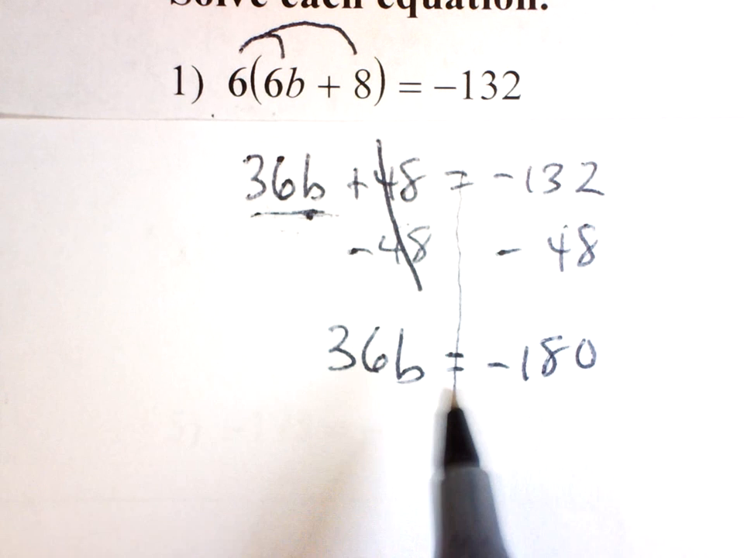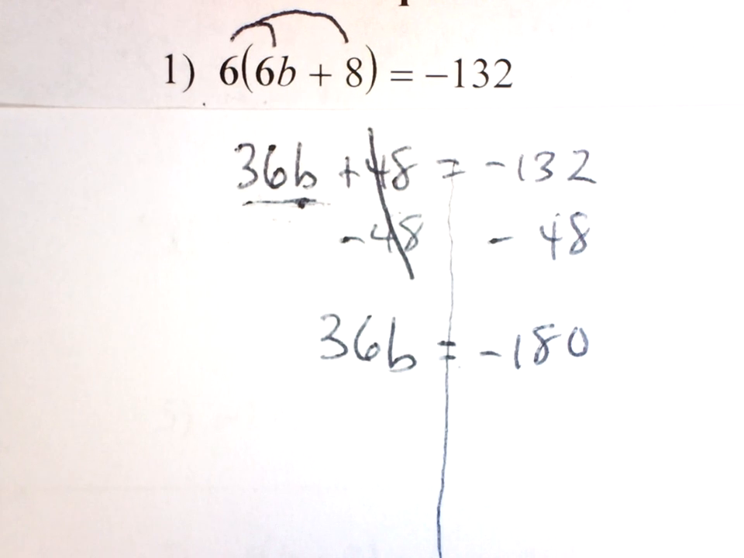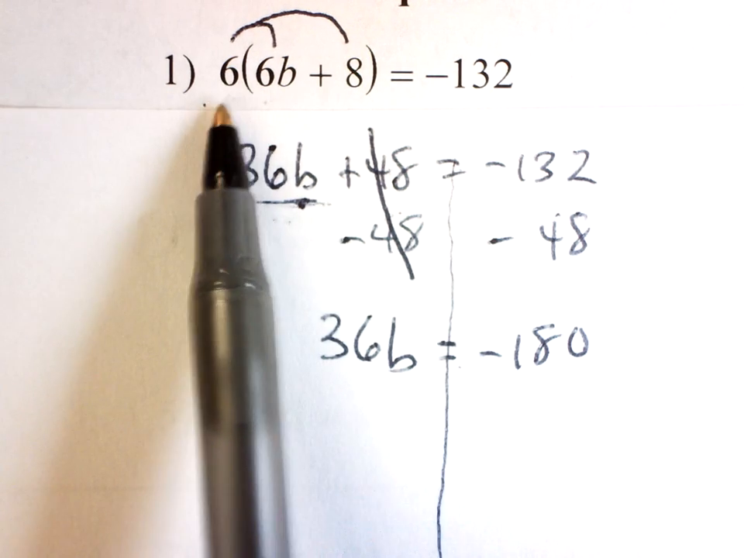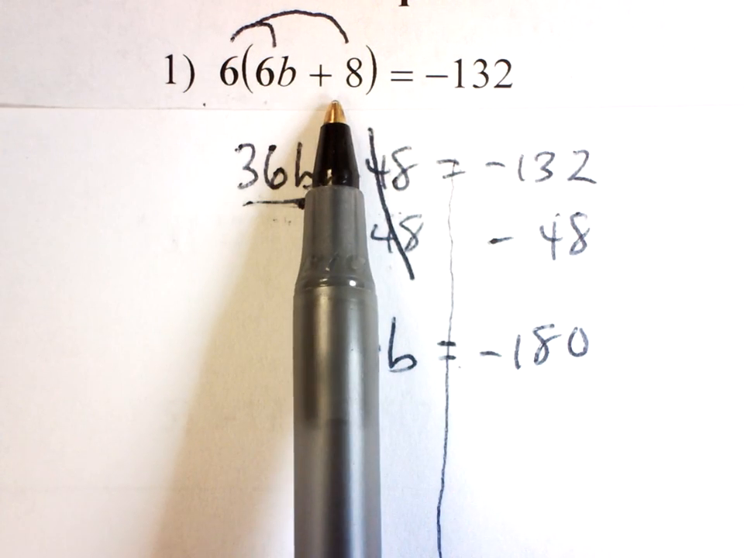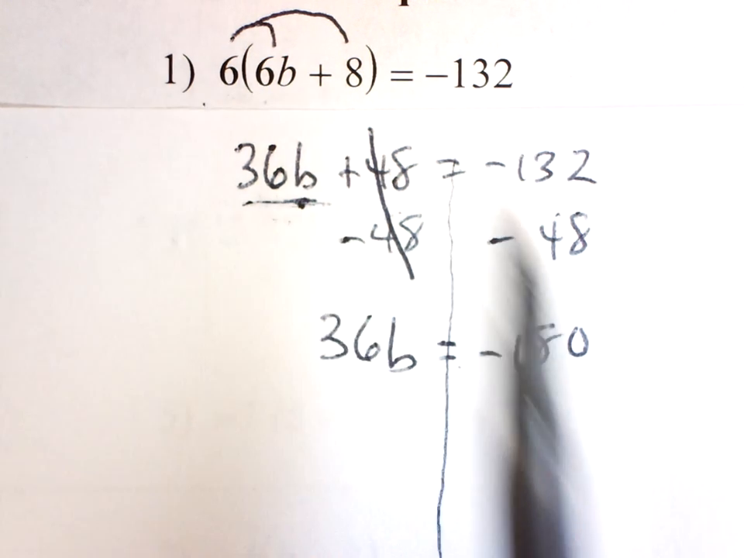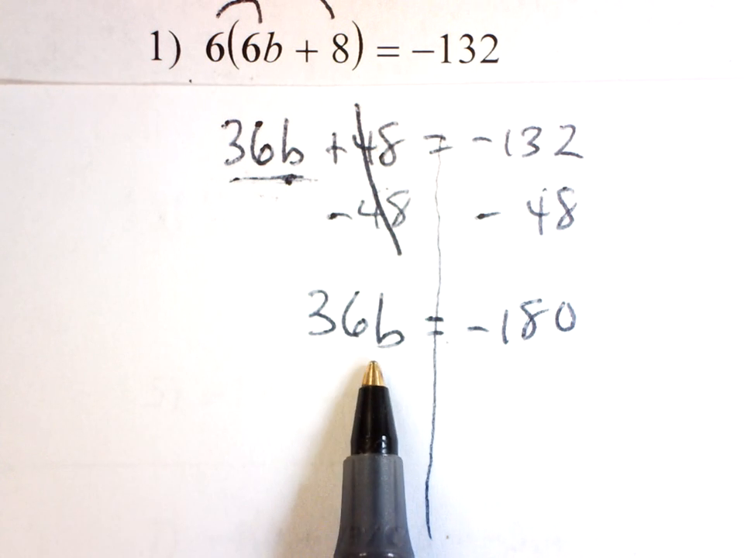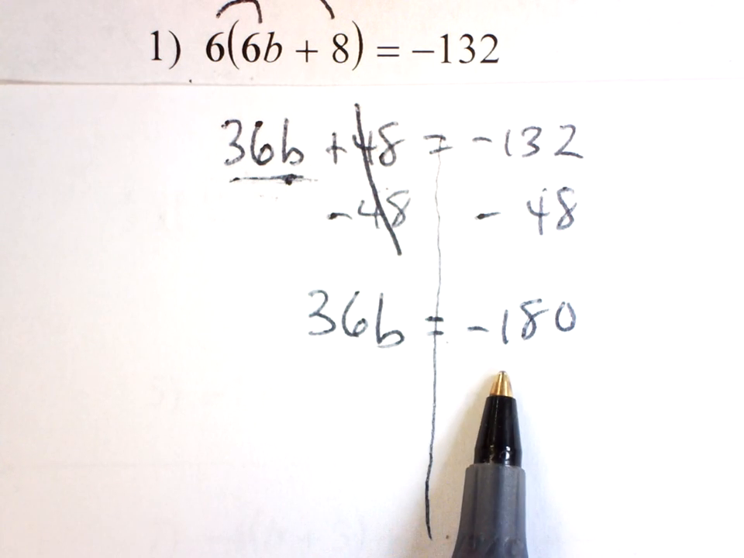And again, I need to continue the equal sign. The equal signs don't disappear, they don't go away. So now, look, I started off with 6b and 8. I had parentheses. I multiplied it out. Then I had two terms over here. I moved the plus 48. Now I only have one term over here. So now I have 36b equals negative 180.